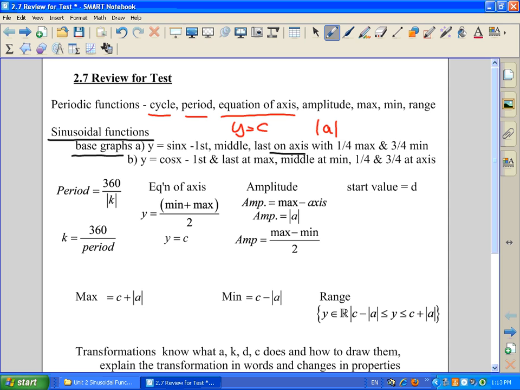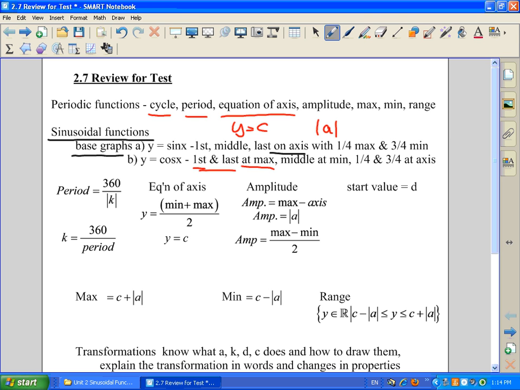Remember, those are your base functions, or base graphs, or parent graphs, whatever you like to call them. Whereas, ladies and gentlemen, the cosine is the first and the last are at the max. Okay? So again, sine x starts at the origin and cos x starts at its maximum, which is 1 for the parent or base function.